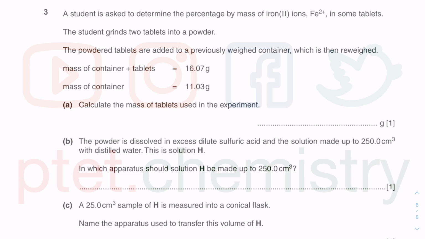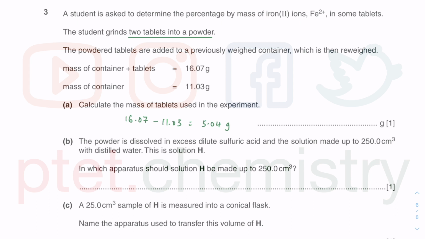So what do we have? We have some tablets, but here we have 2 tablets of this iron. Iron tablets, iron supplements. So you have the container plus the tablet, and you have the mass of the container. So the mass of the tablet is going to be the difference between the thing with the container as well as just the mass of the empty container itself. Put that into your calculator. 16.07 minus 11.03, you get 5.04.